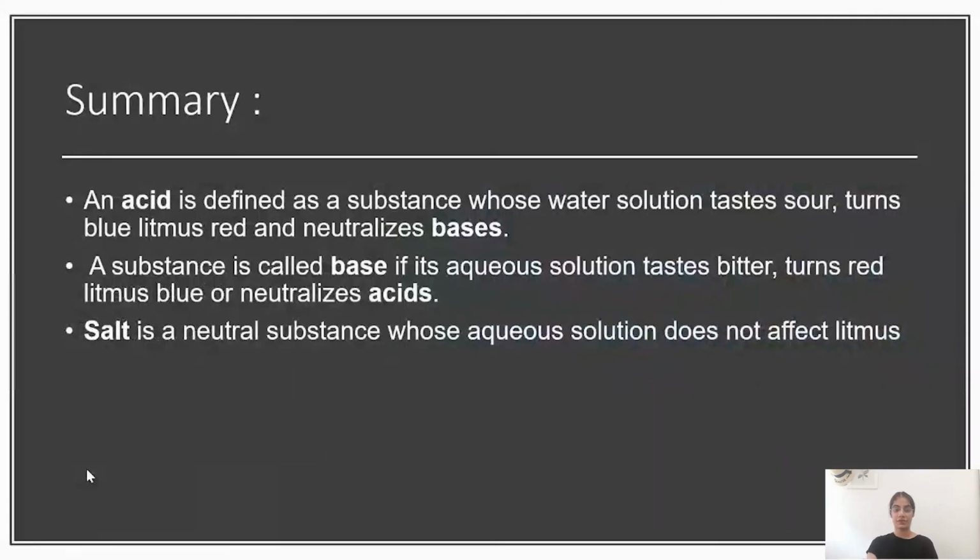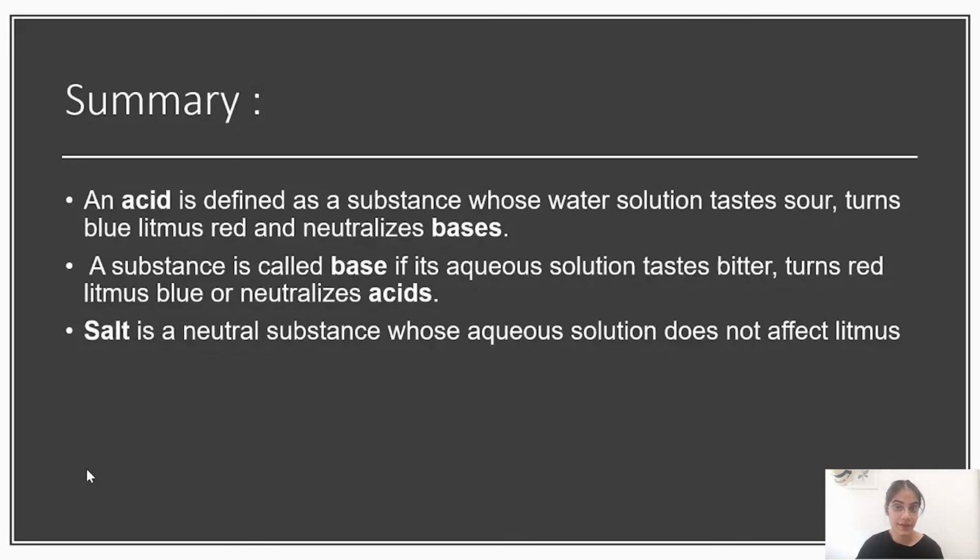That is it for this session. So let us now recall what we studied in this session. We know acids are substances that release H+ ions in aqueous solutions. They taste sour, they turn blue litmus red, and they neutralize bases. We know substances which release a hydroxyl ion, OH- ion, in aqueous solutions are bases. They taste bitter, they turn red litmus blue, and they neutralize acids. Salt is a neutral substance whose aqueous solution does not affect litmus, and it is formed when acids and bases react with each other. We know that acids react with metals to form a metal salt, and hydrogen gas is evolved. Acids react with metal carbonates and metal hydrogen carbonates to give you a metal salt, water and carbon dioxide.